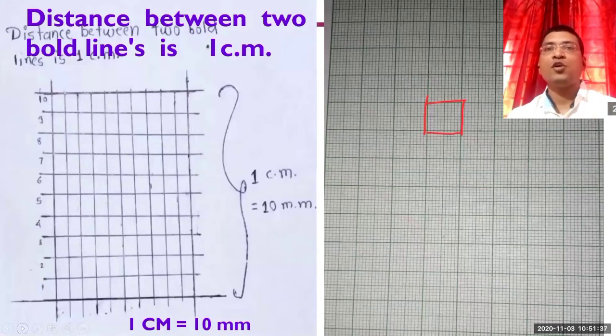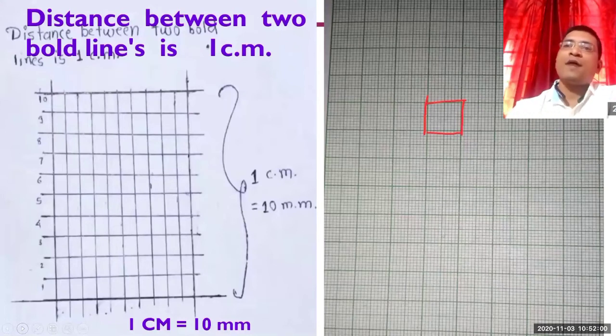Dear students, one point I want to explain in this slide is the distance between two bold lines. I have drawn it myself. Look at the left side and the right side, and compare these two units.